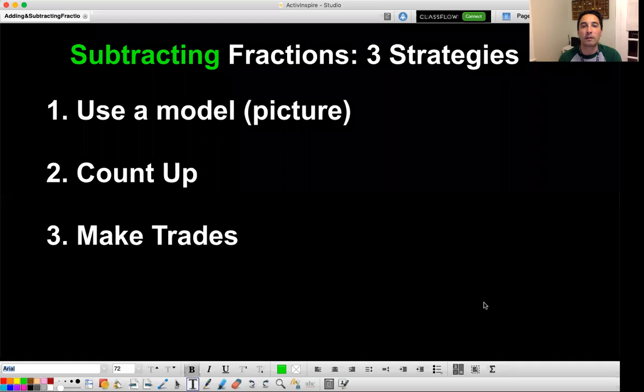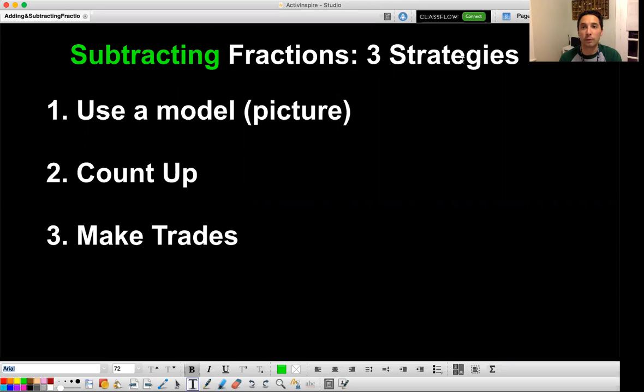Hello again. Today we're going to review subtracting fractions because it's been a long time since we've done that. So I just have one main problem, and then we're going to solve it three different ways. All right, so just to review, when we're subtracting fractions, there are three main strategies you can use.